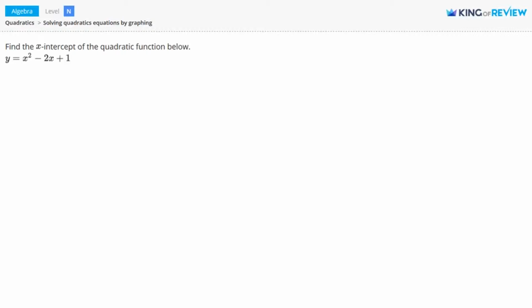Find the x-intercept of the quadratic function below. y equals x squared minus 2x plus 1. So in this problem, we're asked to find the x-intercept.